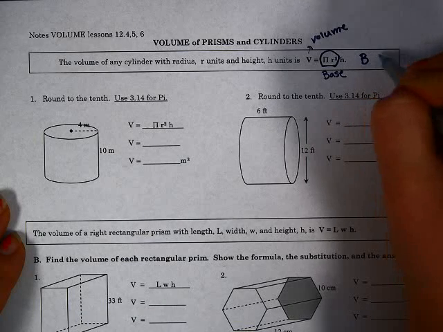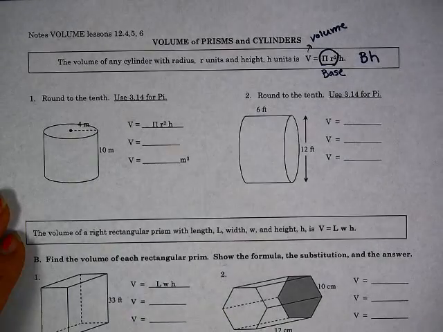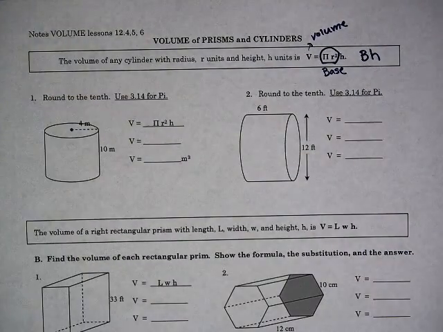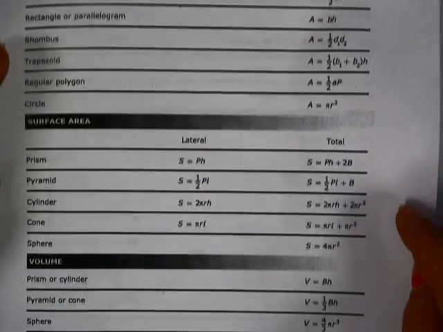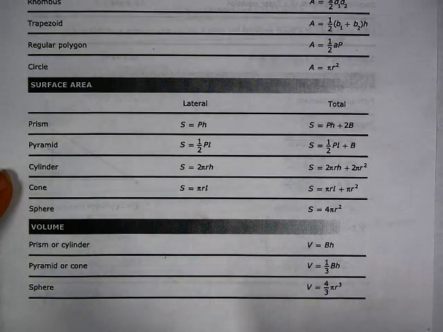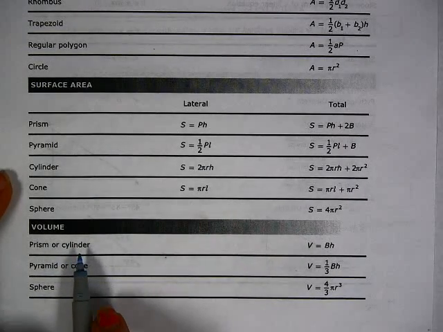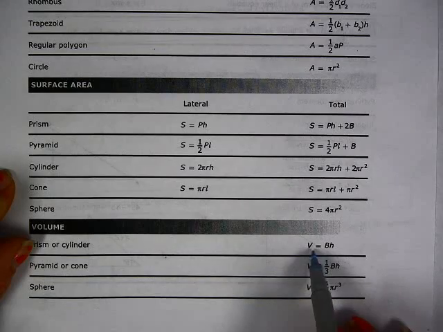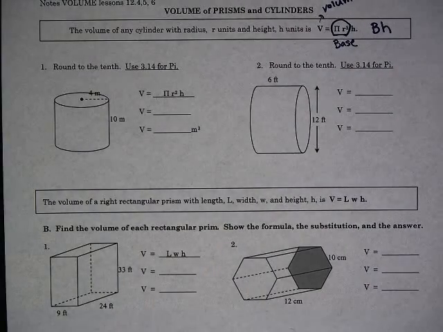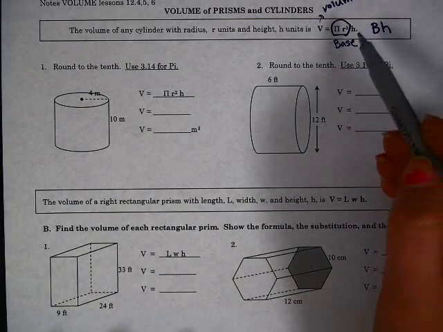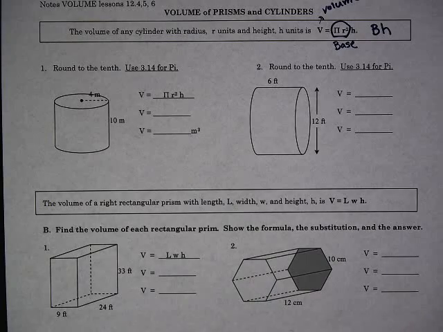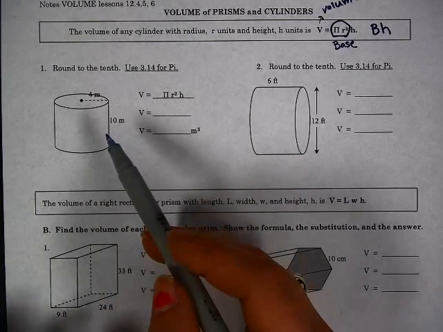Now, on the EOC or STAAR formula chart, you might see it as base times height. And let me show that to you real quick. So it's going to be down here at the bottom where it says volume, and prism and cylinder have the same formula, and that is your volume and your base times height. And just remember, your base of a cylinder is a circle. That's why here I have it as pi r squared, just as a reminder.